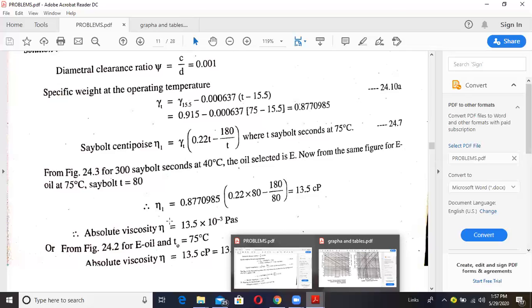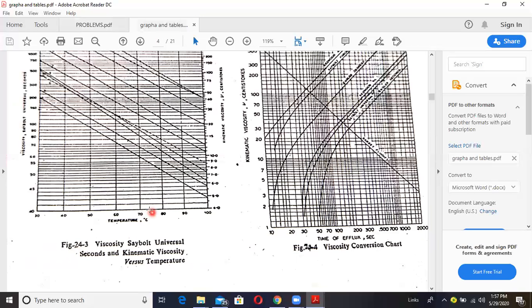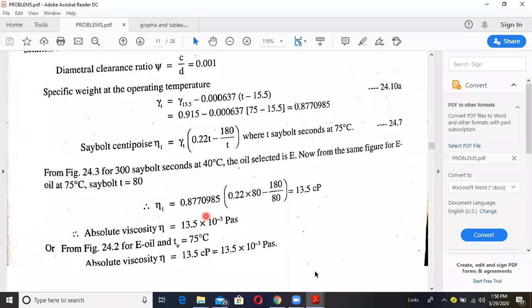now 75 degrees Celsius, 75 will be in between 70 and 80. Go upward until it touches E. E is nothing but the fifth one. Somewhere it will touch here for 75. Now it is intersecting with the E inclined line. Now we have to come towards the left side like this. Somewhere in between we will get 80 to 90. Therefore they have taken T is equal to 80.